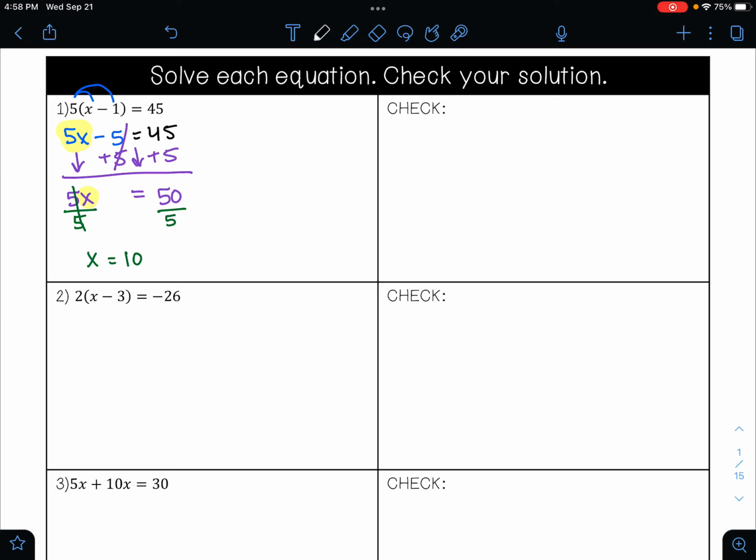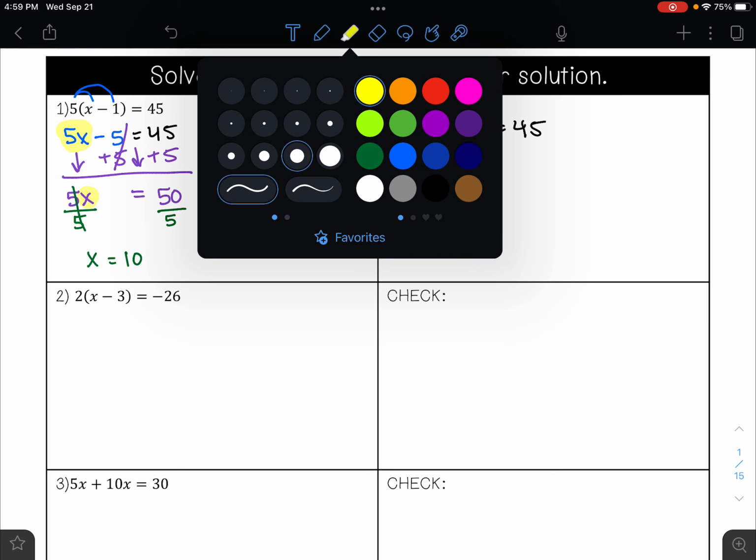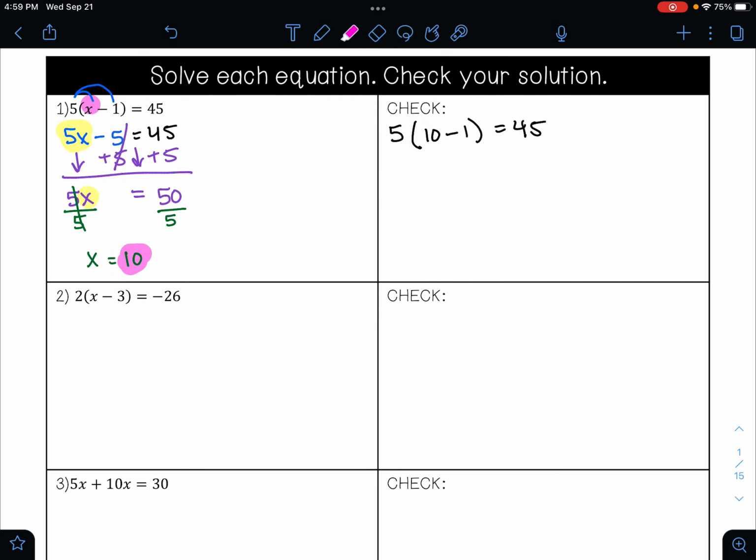What I'm going to do now is I'm going to check my work. And what that means is that I'm checking to make sure that 10 is the solution. Making sure that I didn't make a mistake anywhere in here. And so to do that, you take your answer and you just plug it in for the variable. And so here, my original problem was 5 times x, which we found x was 10, minus 1 equals 45. So again, all I've done is just taken this 10 and plugged it back in here.